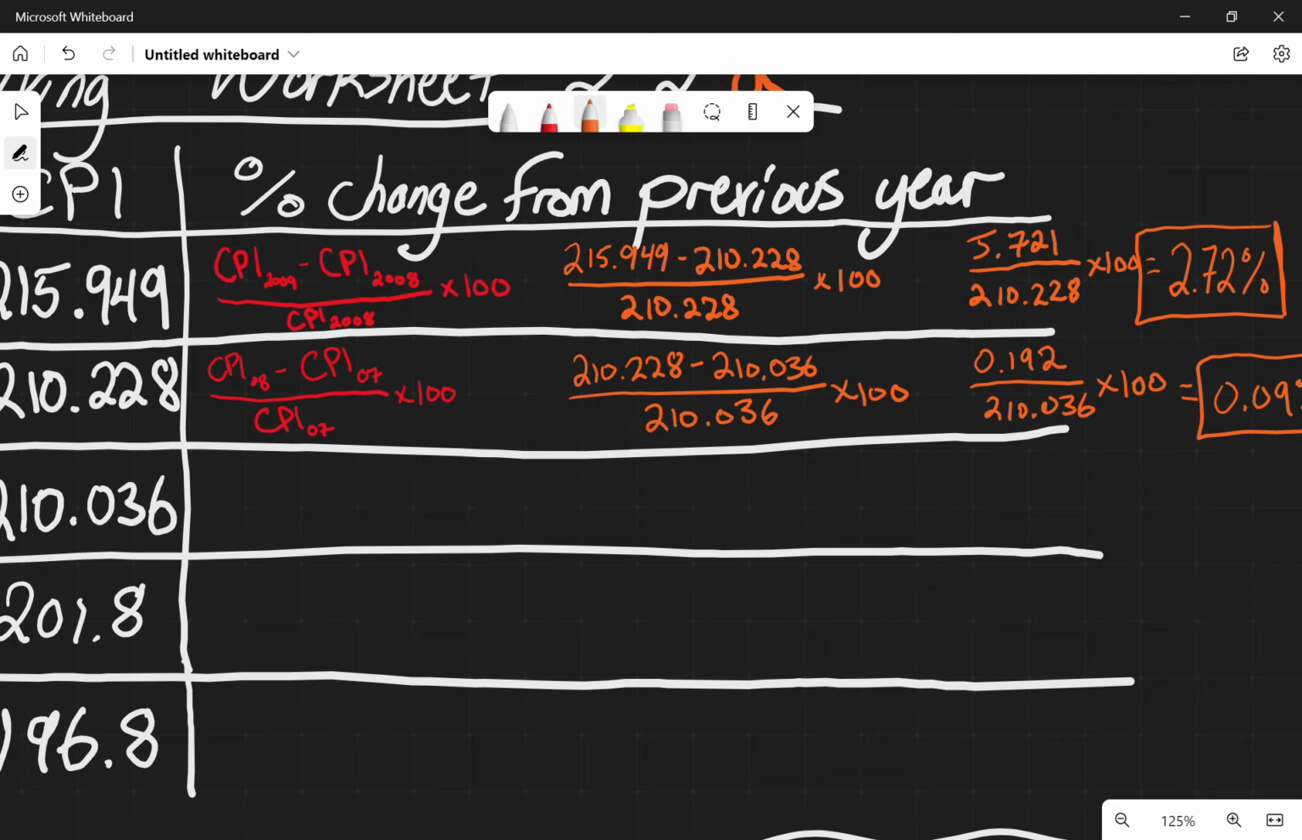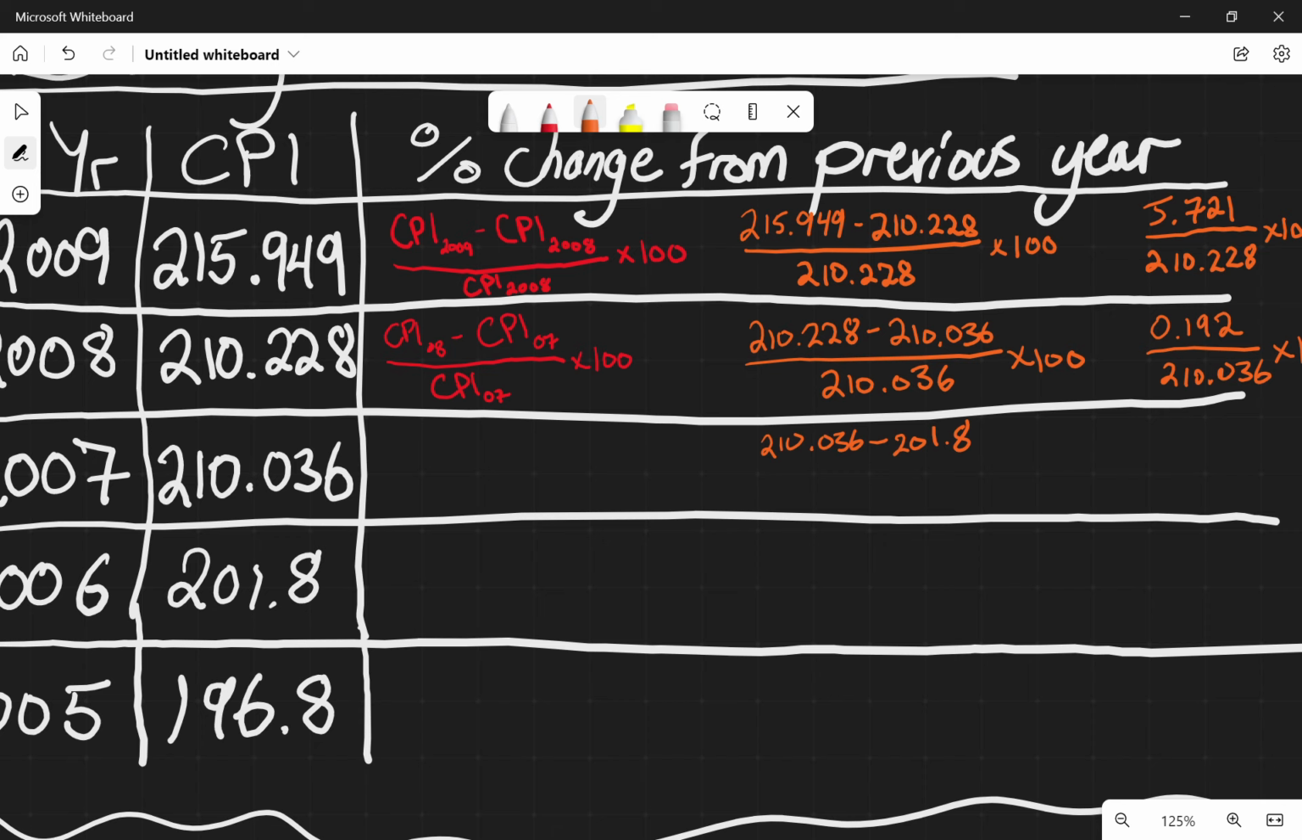Now, calculating the rest of these is just taking this same formula and plugging in these other values. So I'll go ahead and do the math part. This one is going to be 210.036 minus 201.8. Divide that whole thing by 201.8, multiply by 100, and we end up with 4.08%.